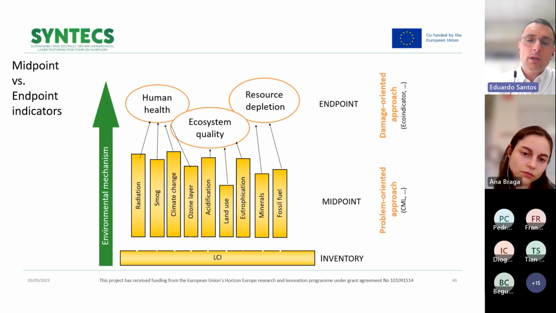And when looking at the human perspective, science tried to develop endpoint indicators which will try to translate in terms of human health, in terms of the changes to ecosystem quality, and also to the depletion of resources that can be not further used in the future.